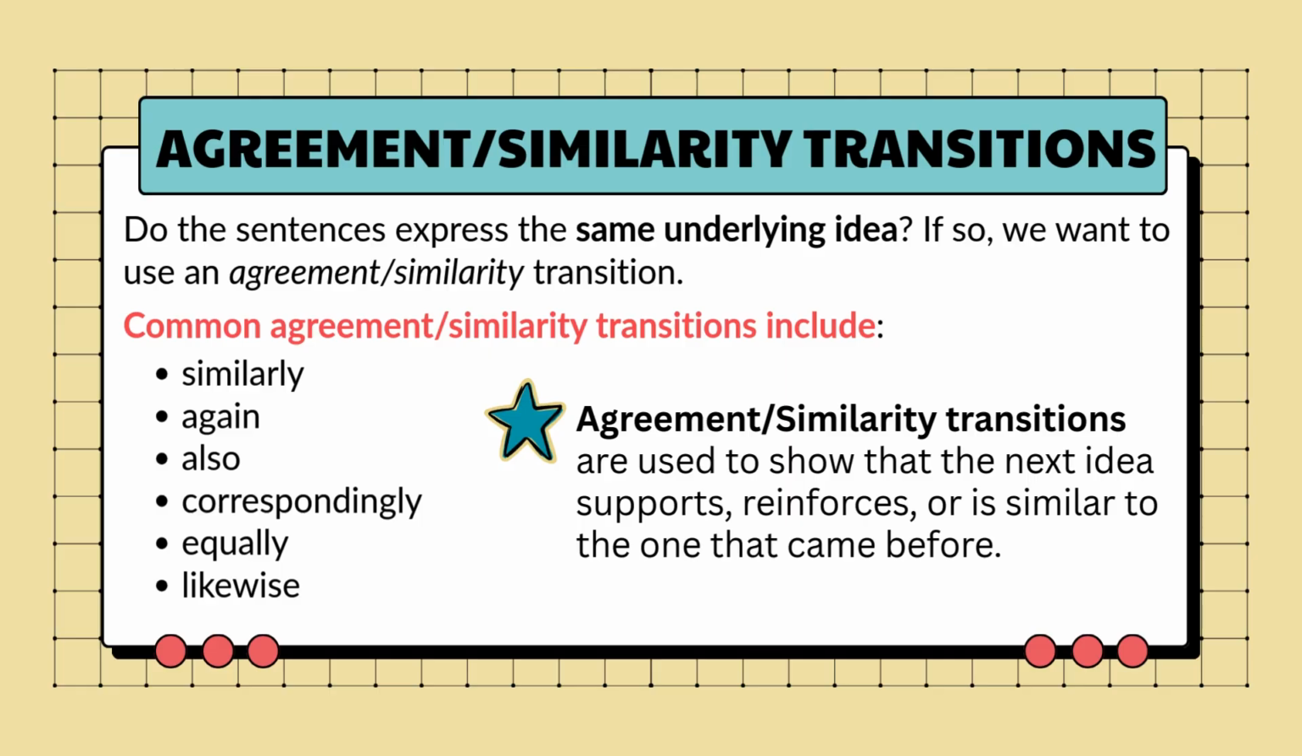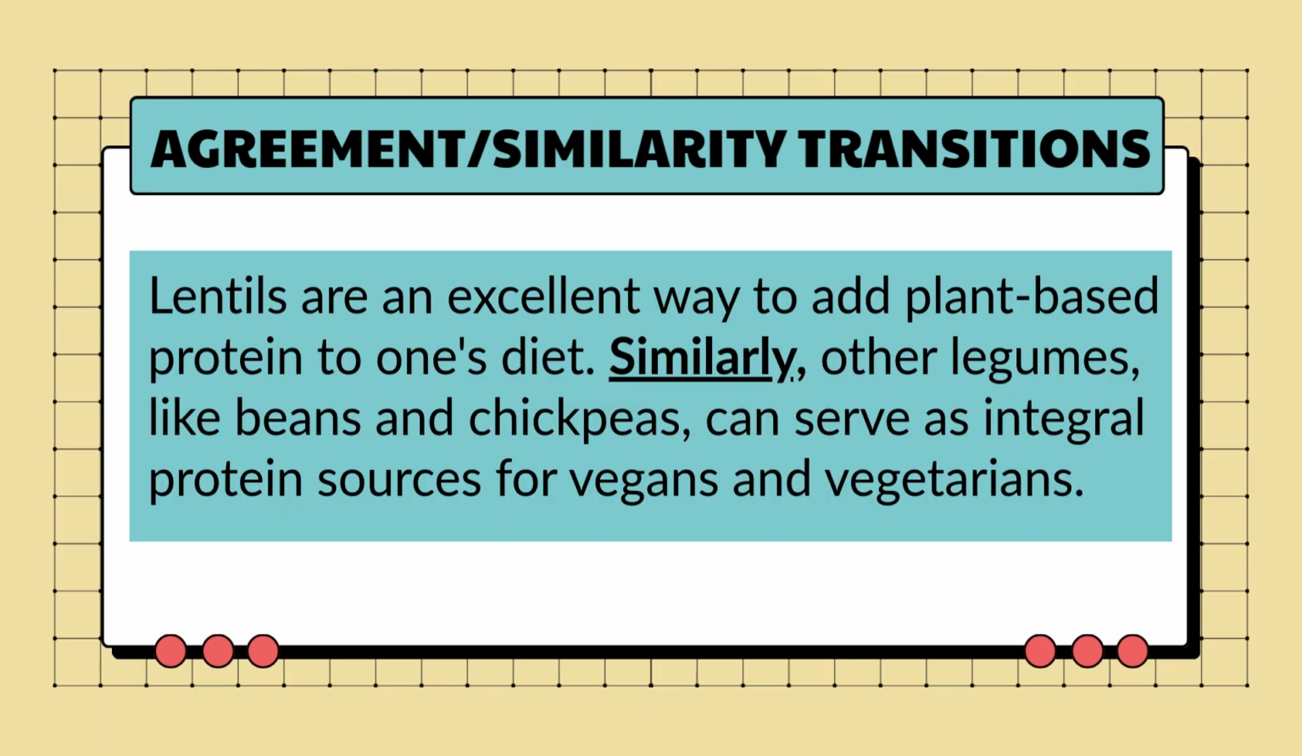If the sentence with the blank looks like it is supporting, reinforcing, or is just very similar to a sentence coming before it, think agreement similarity. Look at this passage that uses an agreement similarity transition. Lentils are an excellent way to add plant-based protein to one's diet. Similarly, other legumes, like beans and chickpeas, can serve as integral protein sources for vegans and vegetarians. Here, the second sentence is explaining a different but similar example of a protein source.